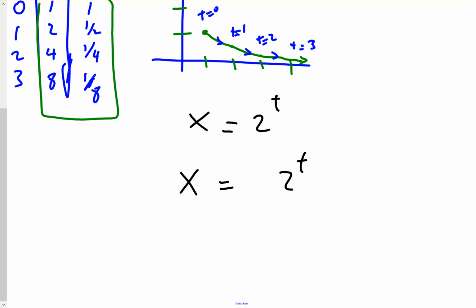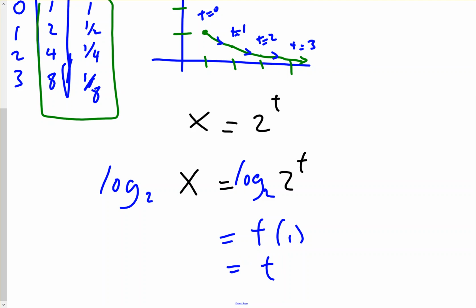Now I could do log of any base. Because my base here is 2, I could do log base 2 on both sides. And so that would give me, on the right, the t would come down. Now what's log base 2 of 2? Well, that would be 1. So I'm just left with t. So my t is really equal to log base 2 of x. Okay, and you could use that now and plug it into the y equation.